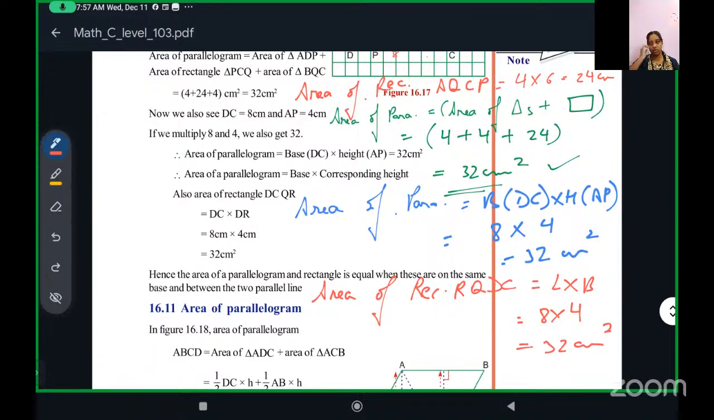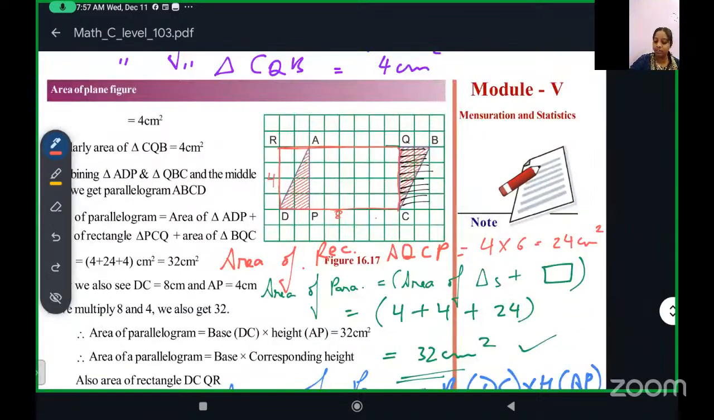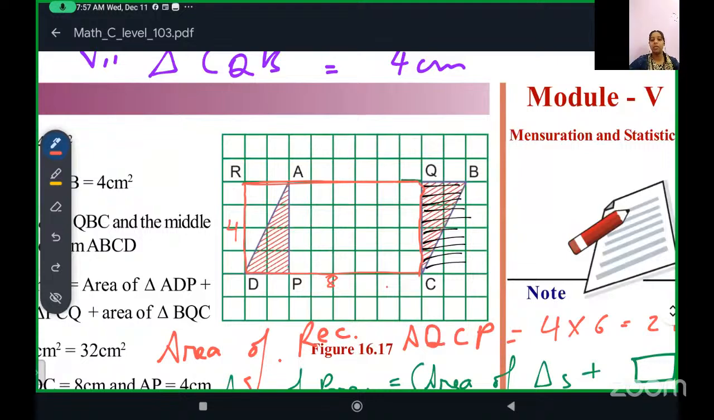So in a parallelogram, if you cut out one triangular portion and place it here, it becomes a rectangle, then you can use the rectangle formula and find the area. It will be the same as the parallelogram area. Why? Because the area of the parallelogram is not changing. We are just changing the shape, but the area remains the same. All right, now you got it?